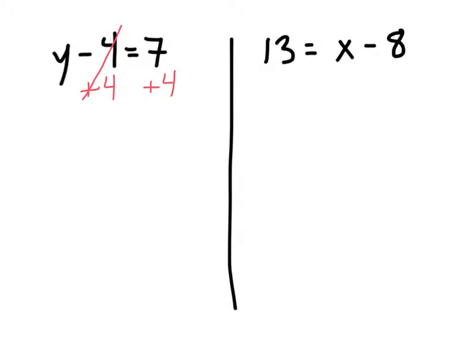So minus 4 and plus 4, those cross out, and all that we have left on the left side is the y. So now the answer that we have, 7 plus 4, is equal to 11. So our answer is going to be y is equal to 11. If you want to double check, all you have to do is take this 11 and plug it into the y. So we have 11 minus 4, that equals 7.